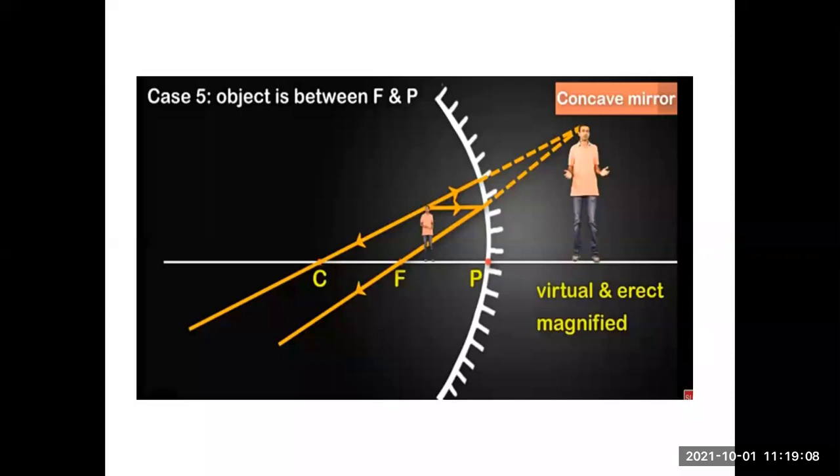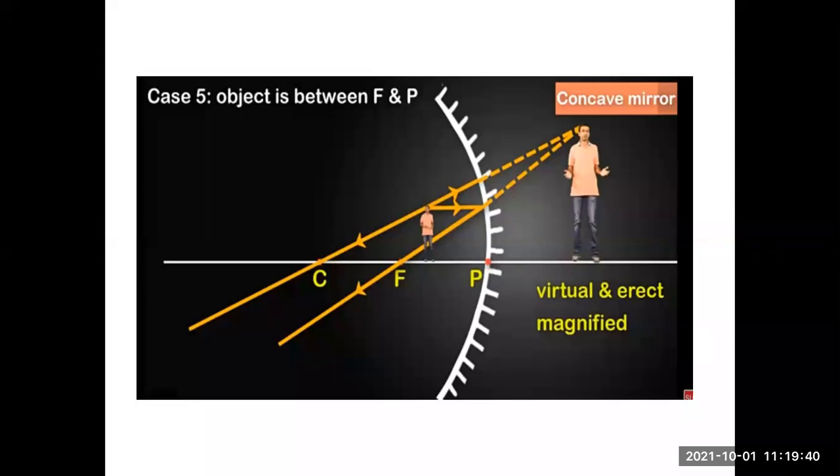So how is the image formed? The image is formed virtual. It is erect. You can see the heads of both the persons, they are heading upwards only. So they are erect and the image is magnified. You can see that the object was small, but the image's size is greater than that of the object.